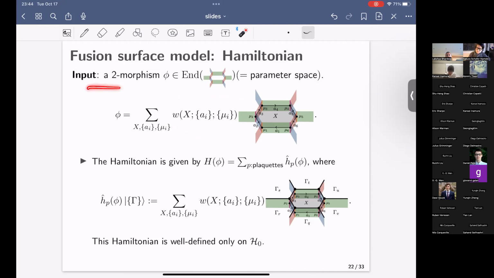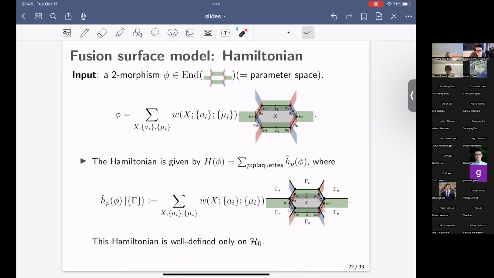And once we choose this morphism phi, we can define the Hamiltonian H of phi by the sum of local operators HP of phi. And the action of this local operator HP of phi is defined by the composition of this two-morphism phi. So the definition of this Hamiltonian is completely parallel to the definition of the anyon chain Hamiltonian. The Hamiltonian is just defined by the composition of morphism phi. But as I already mentioned, this Hamiltonian is well defined only on the projected state space H0.